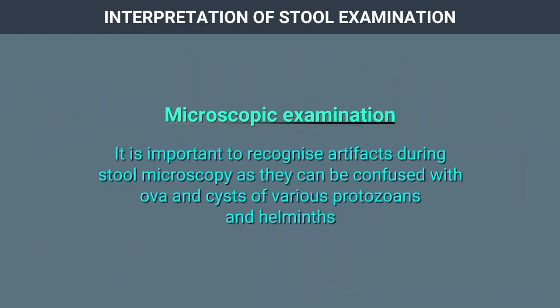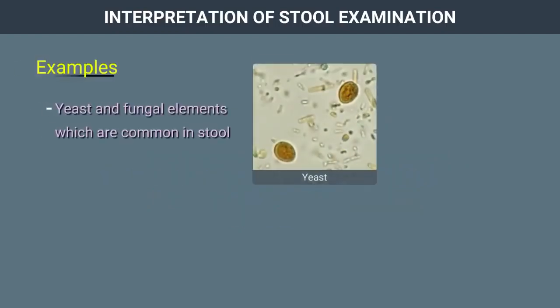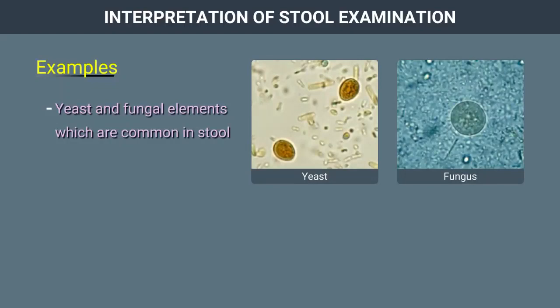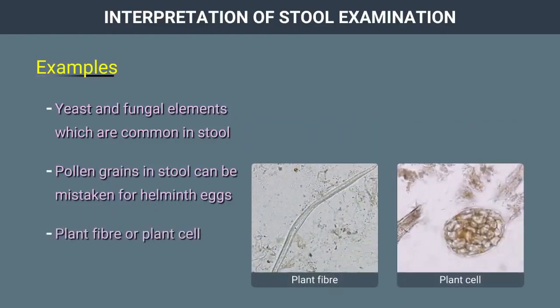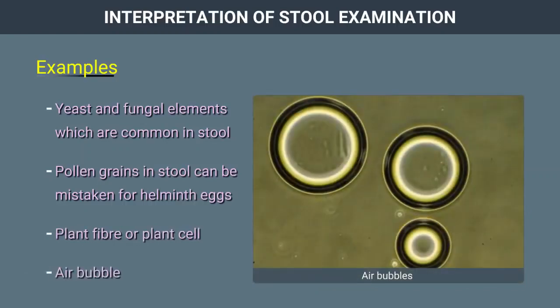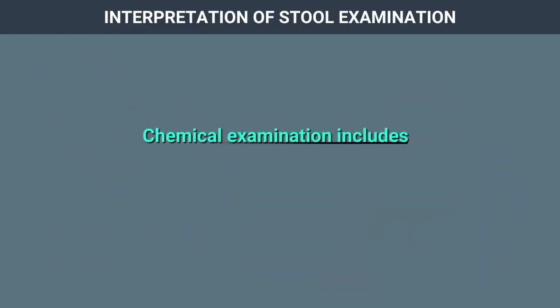It is important to recognize artifacts during stool microscopy as they can be confused with ova and cysts of various protozoa and helminths. For example, yeast and fungal elements which are common in stool, pollen grains in stool can also be mistaken for helminth eggs, plant fiber or plant cell, air bubbles, etc. Chemical examination of stool includes stool pH and reducing substances.